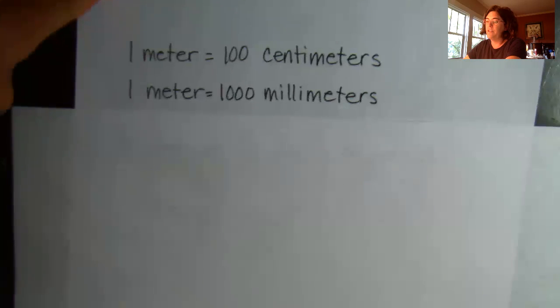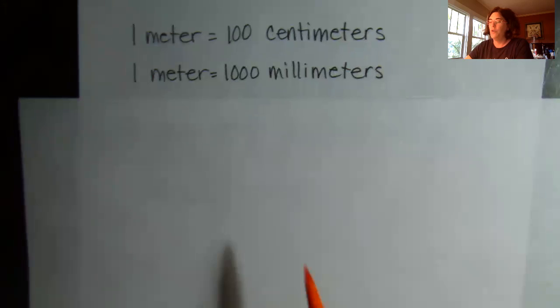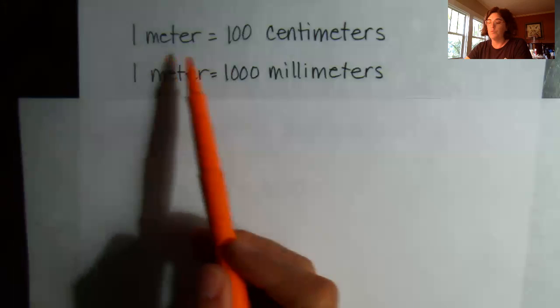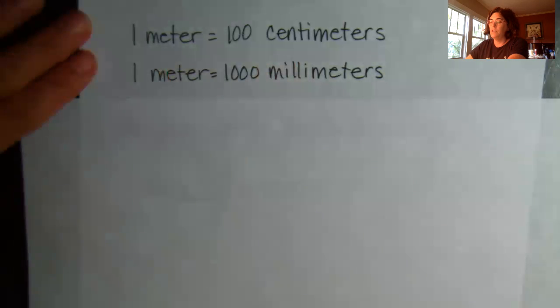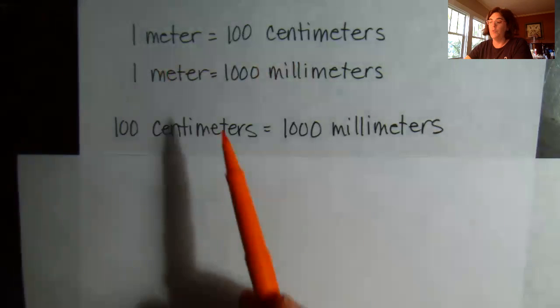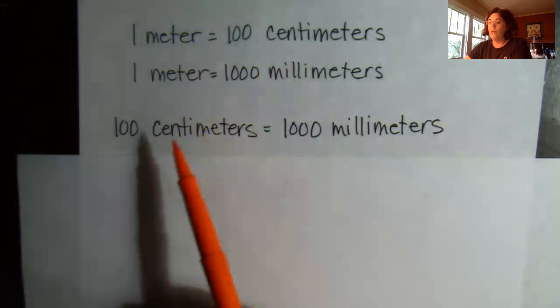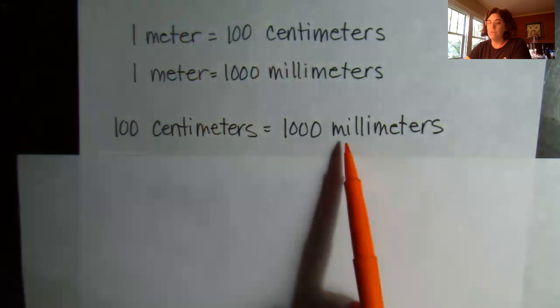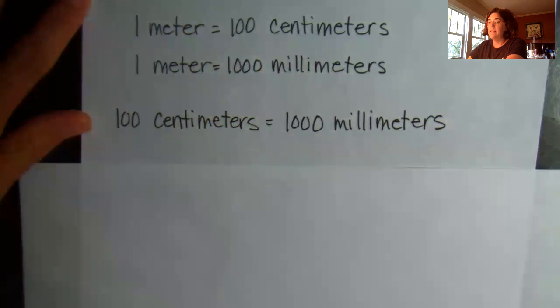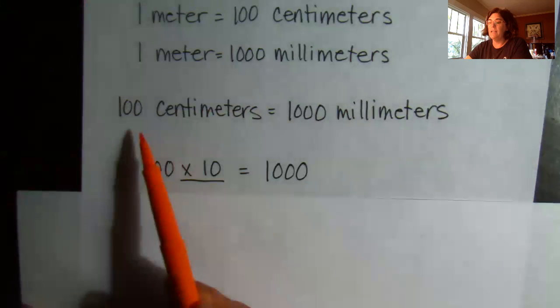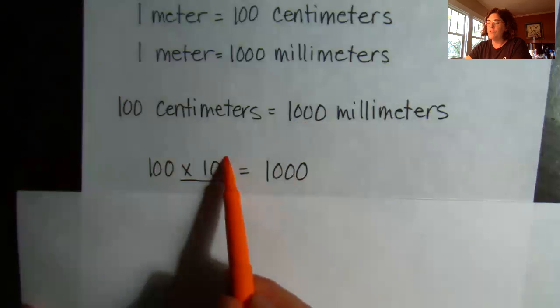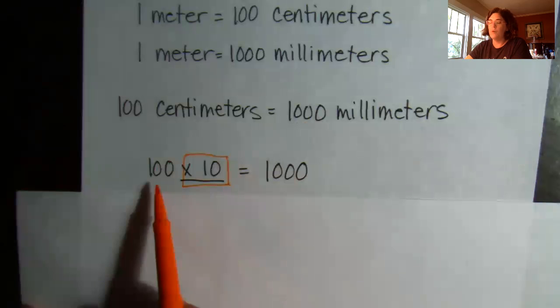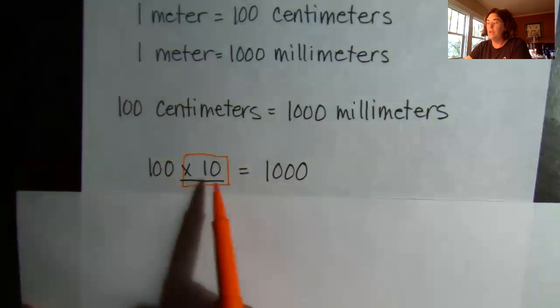So I have written here the information that we have on our conversion chart. We know that 1 meter equals 100 centimeters and 1 meter equals 1,000 millimeters. So I can say, because I know 1 meter equals 1 meter, that 100 centimeters equals 1,000 millimeters. All right, then I can use that information to see that if I'm going to go from 100 to 1,000, all I have to do is multiply by 10, because 100 times 10 equals 1,000.